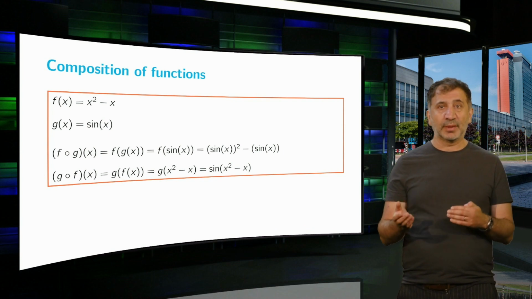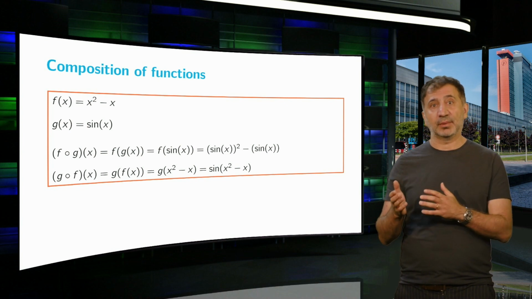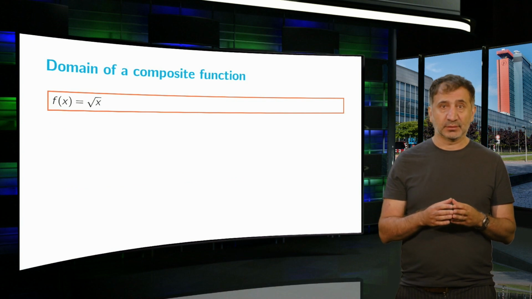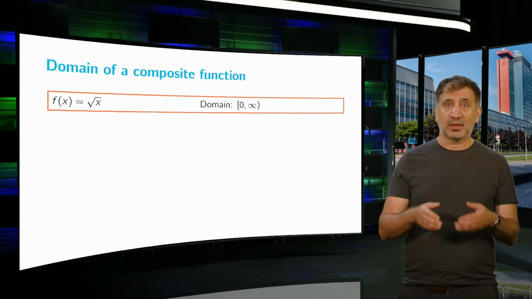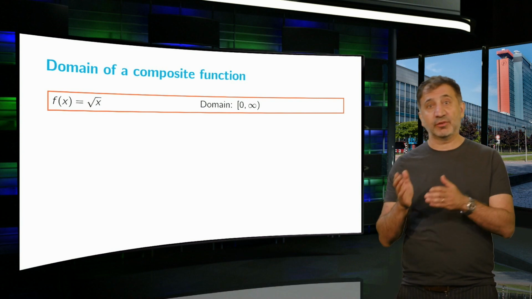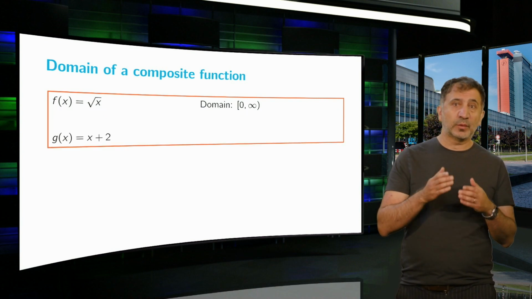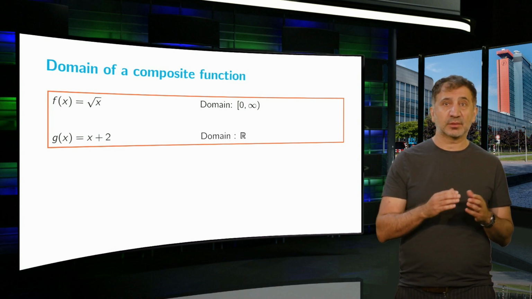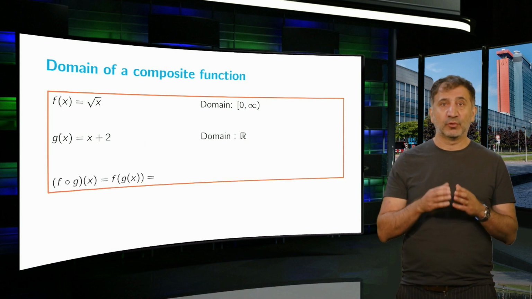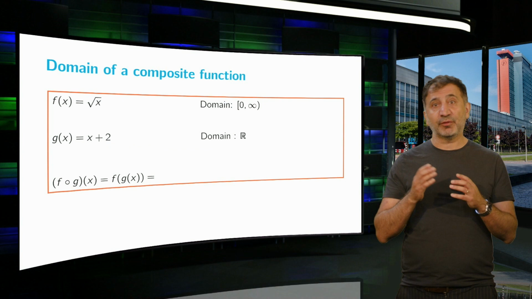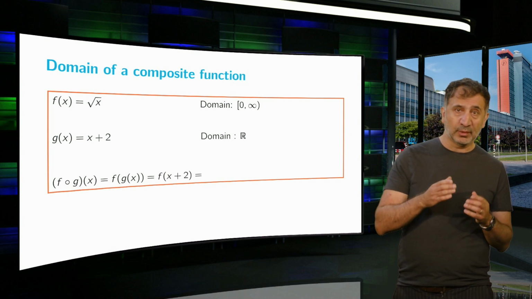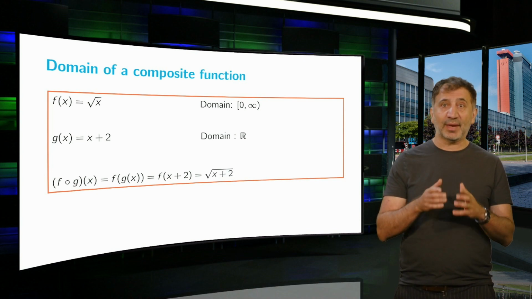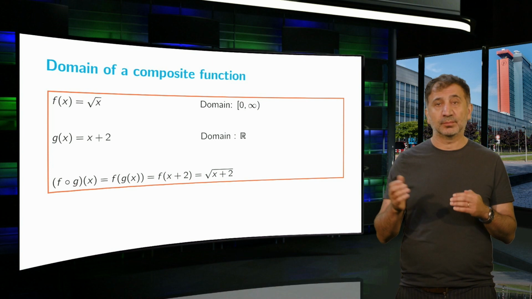We now look at the domain of a composition using an example. For f of x, we take the function square root of x. The domain of f is the half-closed interval 0 to infinity. For g of x, we take x plus 2. The domain of g is the set of all real numbers. To find the formula for f of g, we calculate f of g of x. Plugging in the formula of g of x in f of x, we see that f of g of x is given by the square root of x plus 2.